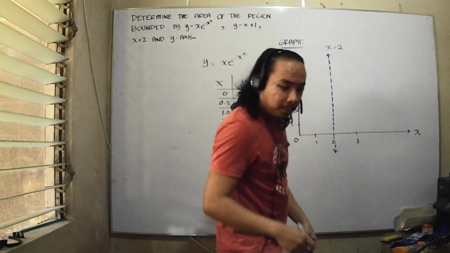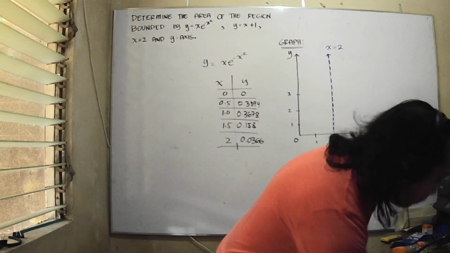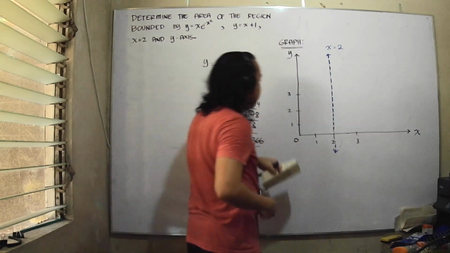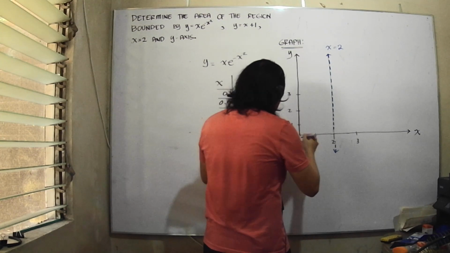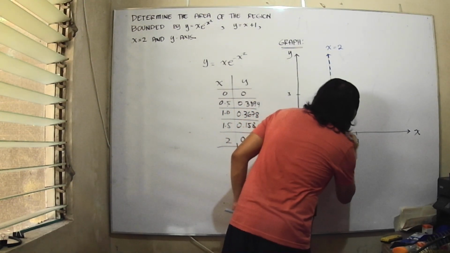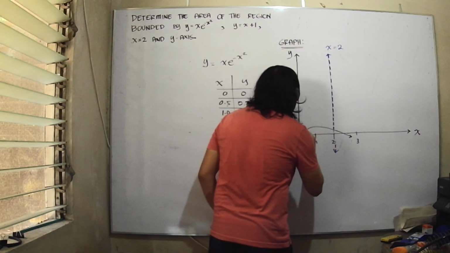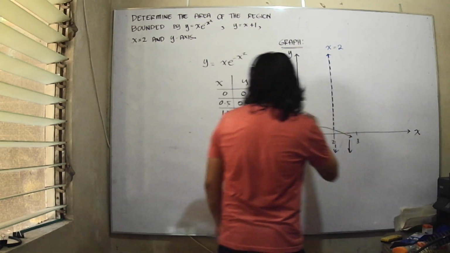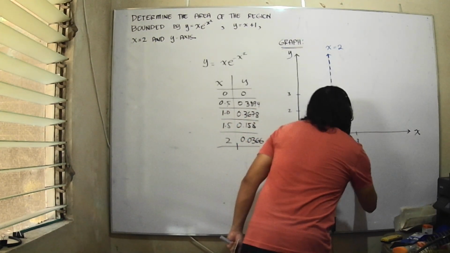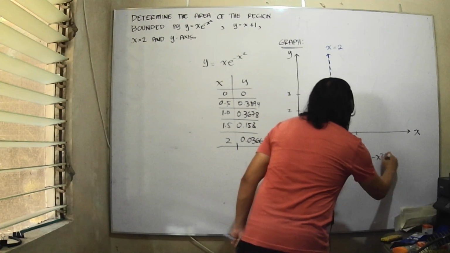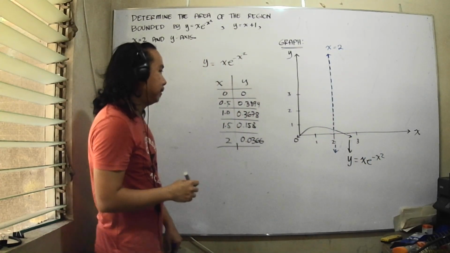Now, if I were to plot that for this problem, it will somehow look like this. Okay? This is our y equals x e to the negative x squared. This is our curve. Okay?